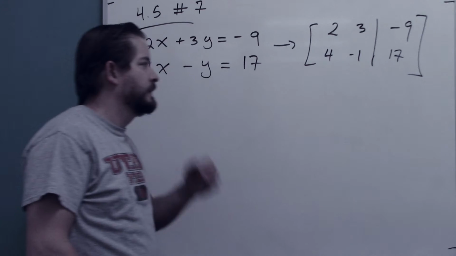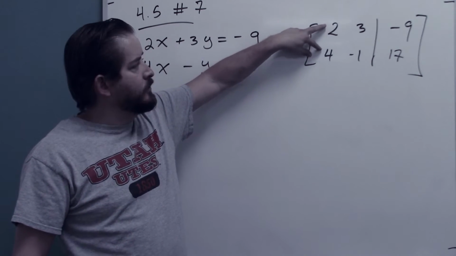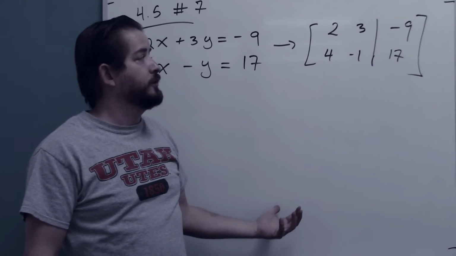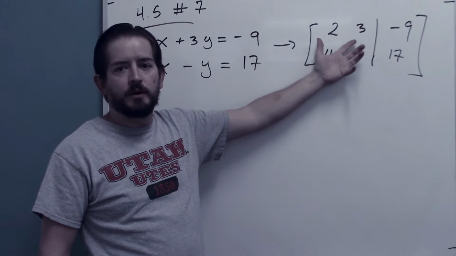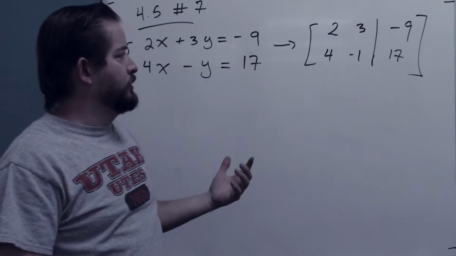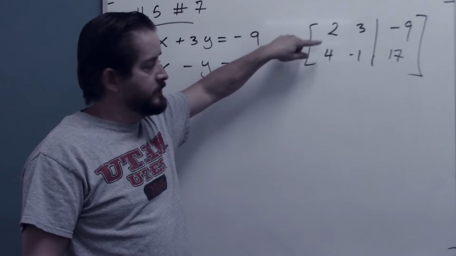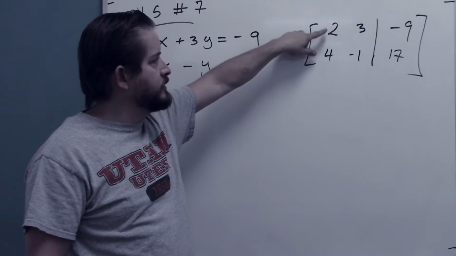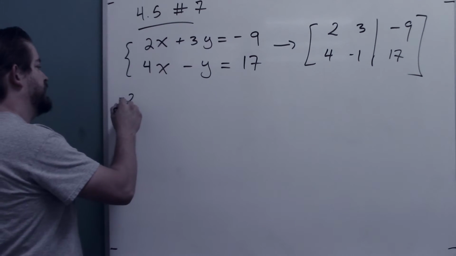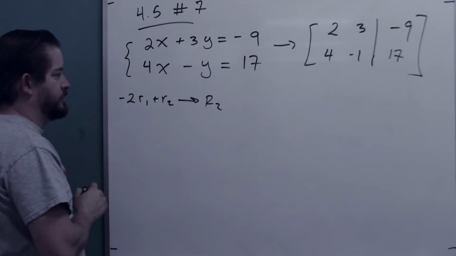Okay. Now this is that hard scenario where I can't easily get a 1 in my upper left without getting a fraction. And if you aren't afraid of fractions, by all means just divide everything in row 1 by 2, or multiply it by 1/2, right? If you don't like that idea, move on to the next step and leave that 1 to the last. So let's get this 4 to be a 0, and I'll do that by subtracting row 1 twice. Or as I would say, take negative 2 row 1s and add that into row 2. That'll give me my new row 2, right?